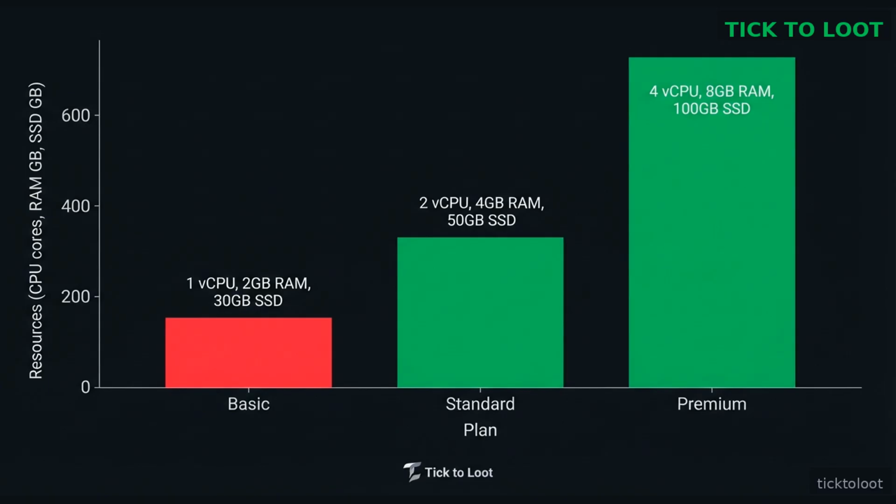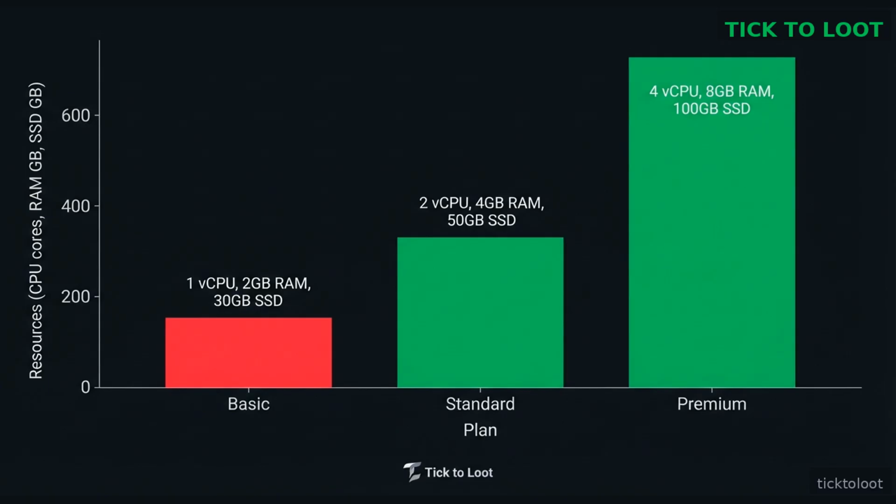SSD storage is the fast-acting hard drive where the trading platform and EA files live. A small SSD, say 20 gigabytes, might fill up quickly if you keep logs. Bandwidth is the amount of data you can send and receive each month. Most Forex EAs use modest bandwidth, but you still want a generous allowance to avoid throttling.